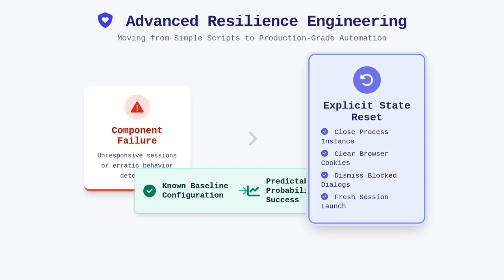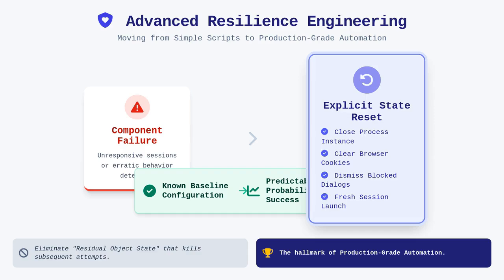This rigorous approach to cleanup is what separates production-grade automation from simple scripts that only function under ideal theoretical conditions. When you effectively wipe the slate clean between retries, you provide each new attempt with an equal, predictable probability of success.